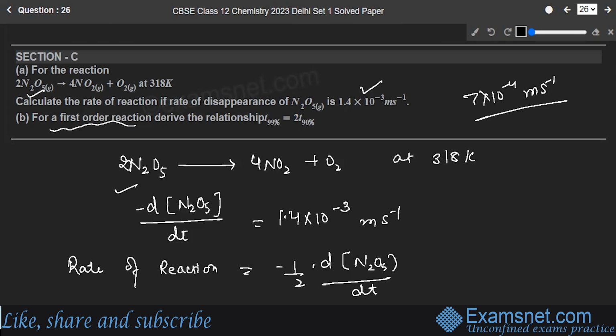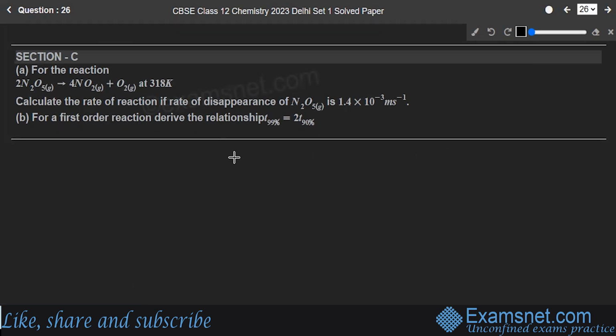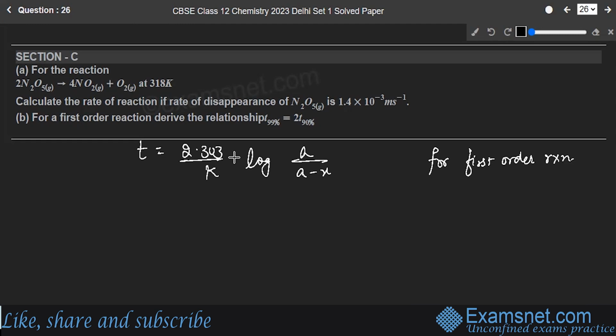Second one: for the first order reaction, derive the relationship between t 99% and t 90%. For the first order, I'll erase the screen. So for first order kinetics, we know that t is equal to 2.303 upon k log of a upon a minus x, for a first order reaction.